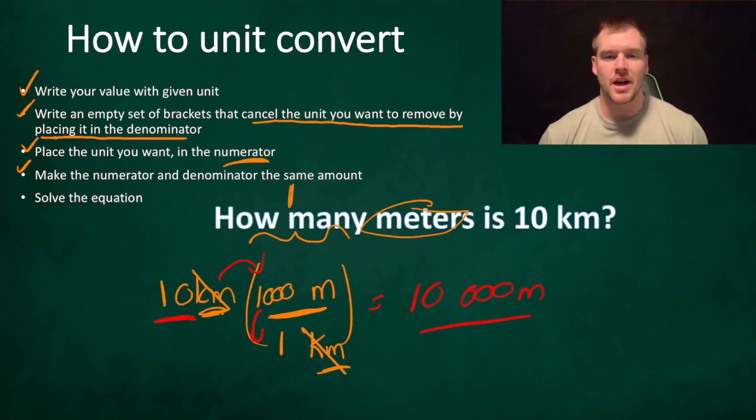Now you probably would have thought, well, I know there's 1,000 meters, so I'm just going to times by 10 anyway. That's totally fine, you can do that, but often people get mixed up. Do I divide by 1,000 or times by 1,000? This is going to help you with that. I'm going to show another example as this method applies to converting any units.